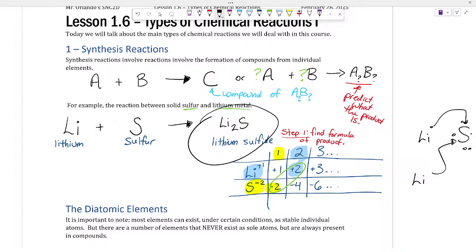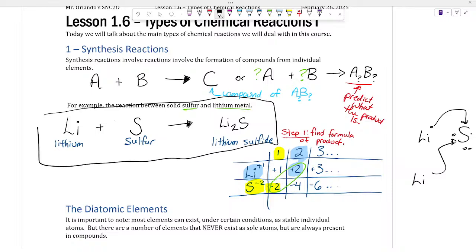All right, now what's the only problem with this reaction? What doesn't work about it as it's written? This says that if a lithium atom bumps into a sulfur atom, they form the compound lithium sulfide, which is Li2S. What doesn't work about that? This relates to what we talked about yesterday. What doesn't work about this?